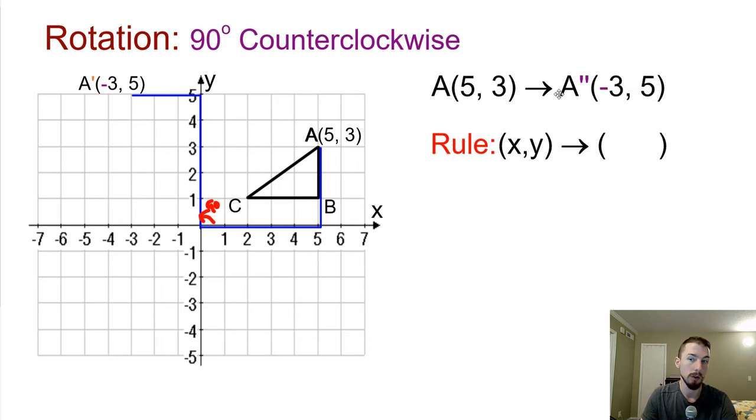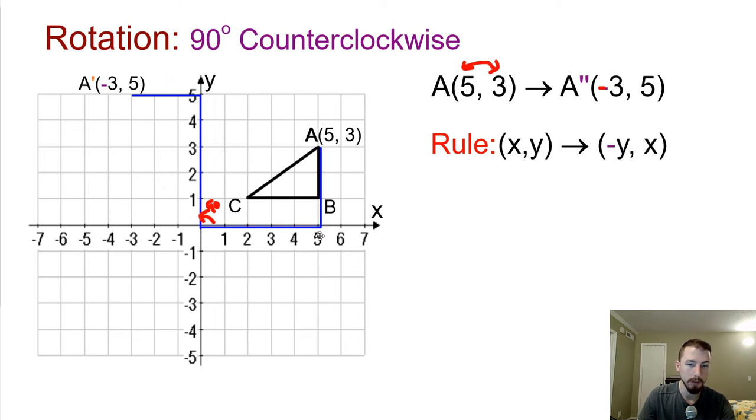So if you notice on this one, we're switching the order of the x and the y again, just like we did for clockwise. But now we're making the first term negative or opposite. So just like clockwise, we switch them, and instead of making the second one negative, now we're making the first one. So no big deal. All right, so you can apply that. The rule is going to be x and y turns into negative or opposite y and then x.